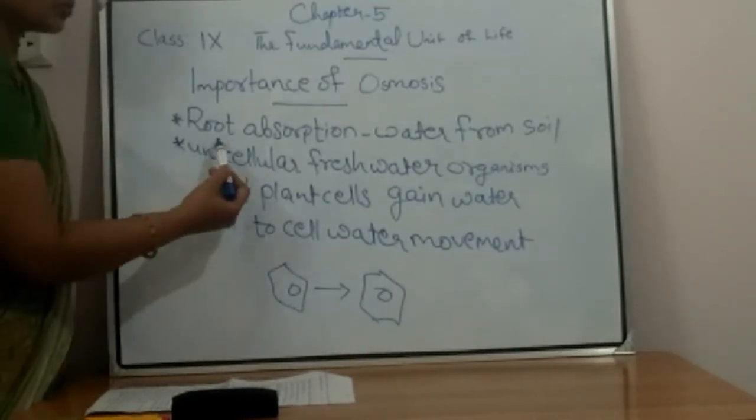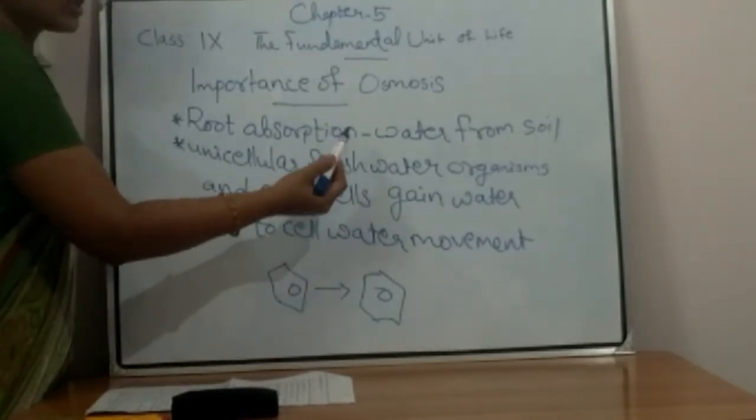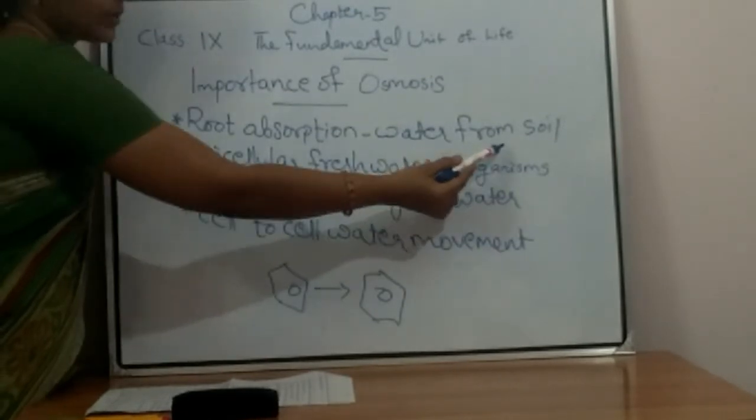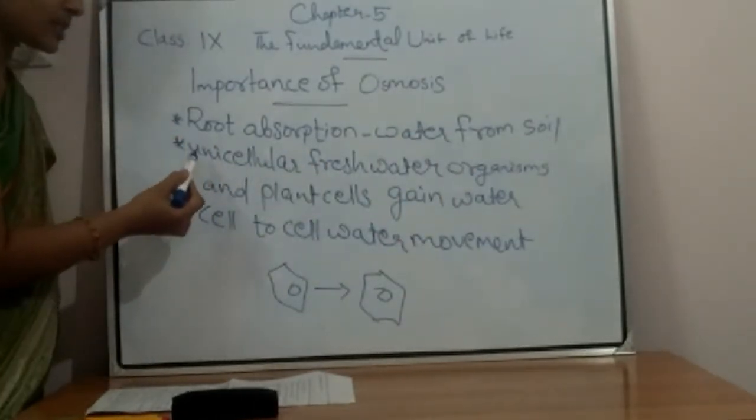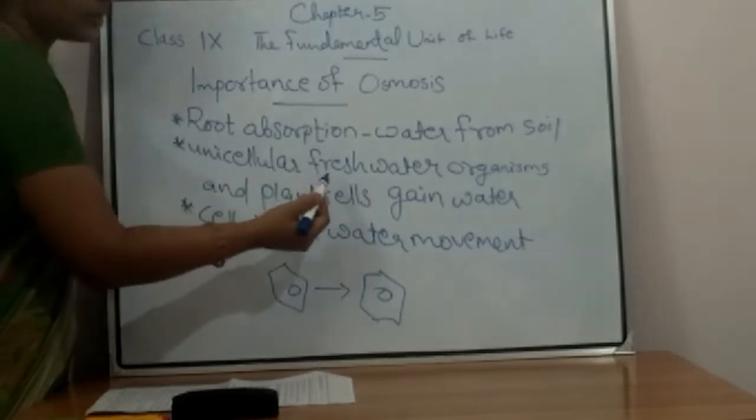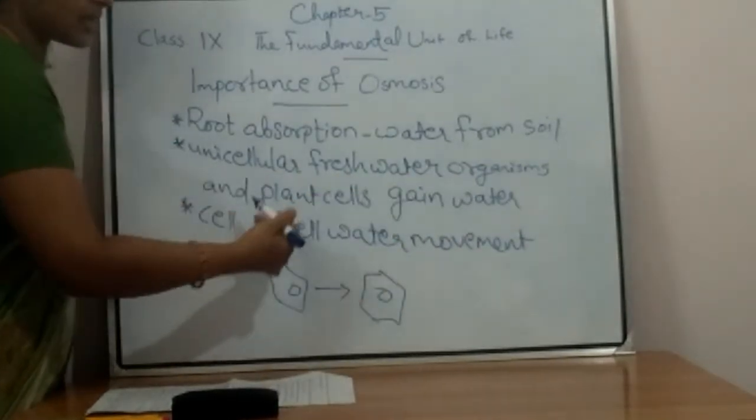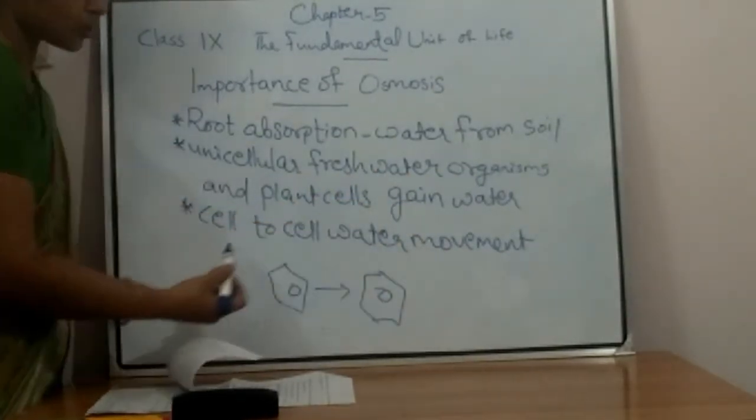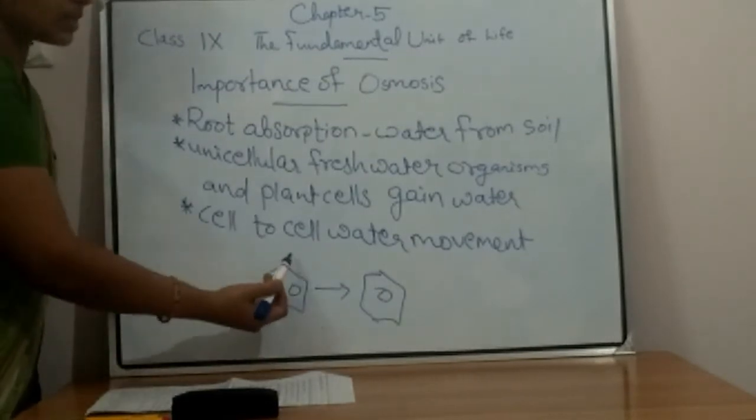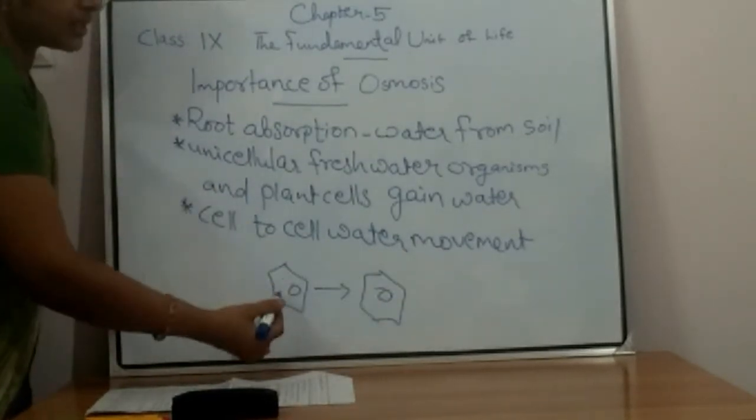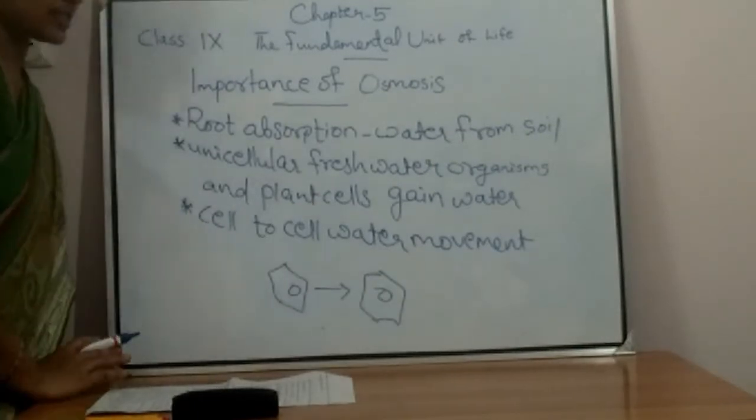Once again, root absorption, that is, roots absorb water molecules from soil by a process called osmosis. Then many unicellular freshwater organisms and plant cells gain water by osmosis, and cell to cell water molecules are moved by the process called osmosis.